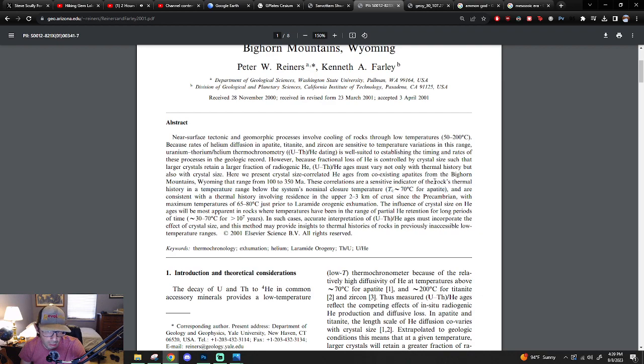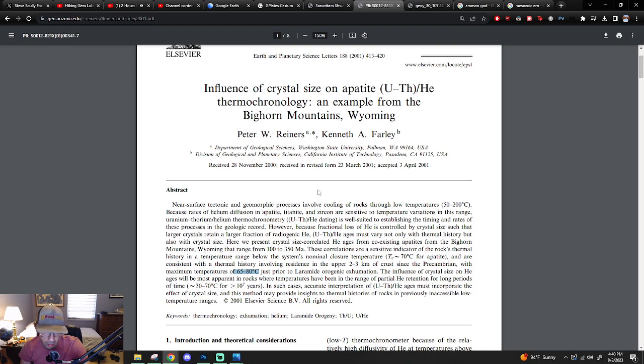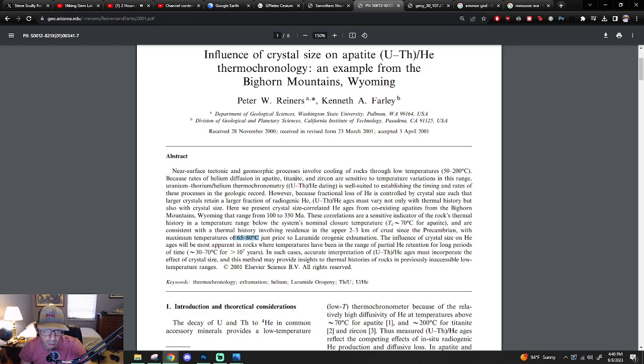History of the rock's thermal temperature below 70 degrees C. That's pretty low. Consistent with thermal history involving residence in the upper 2 to 3 kilometers of crust since Precambrian, with maximum temperatures of 65 to 80 degrees C just prior to Laramide orogenic exhumation. So temperature increased approaching the KT boundary, just not so much as to make this helium be extracted from the crystals.